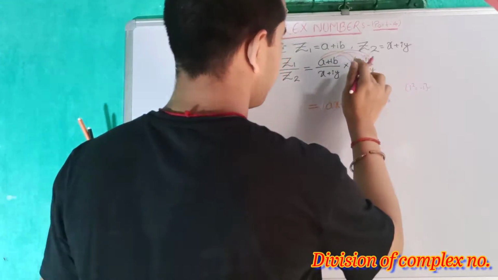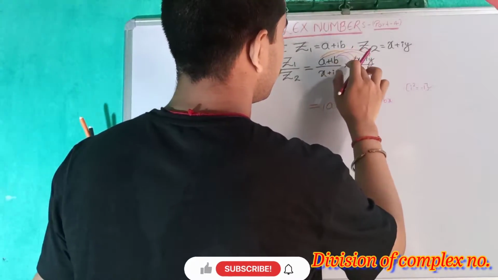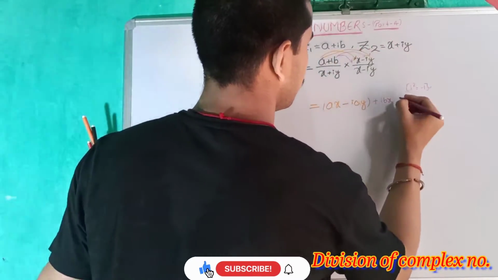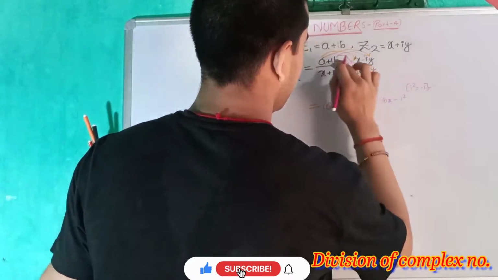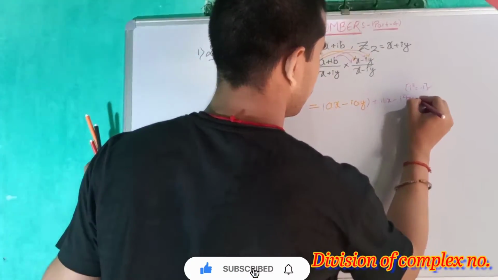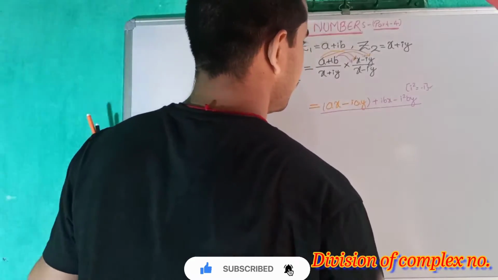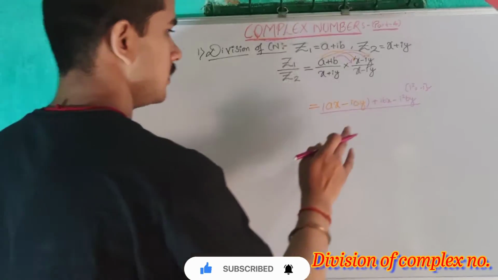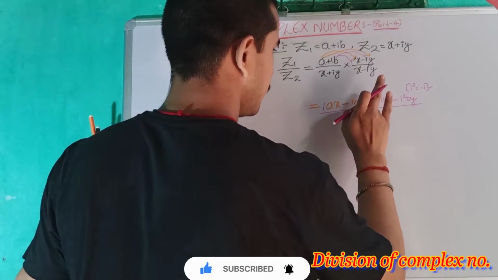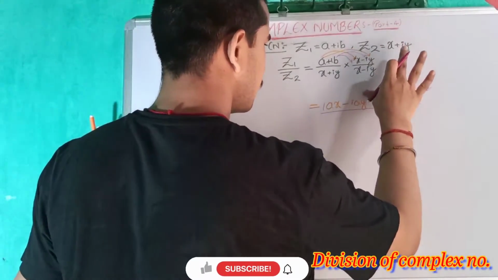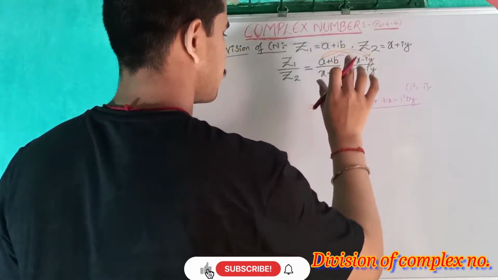So multiplying the imaginary parts together, we'll be getting iota square and then negative, so negative iota square. This is all about the numerator part. Now coming on to the denominator part. If we go for the denominator part, we'll be getting something in the same manner only. Just learn the procedure now.